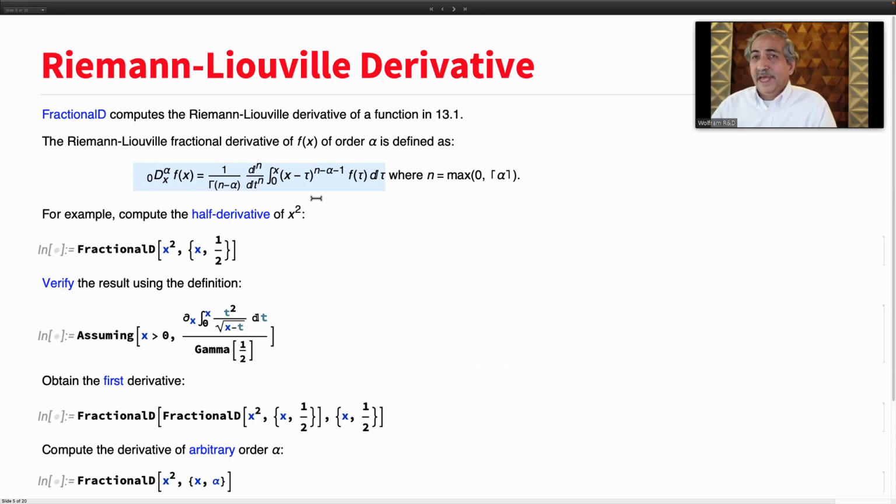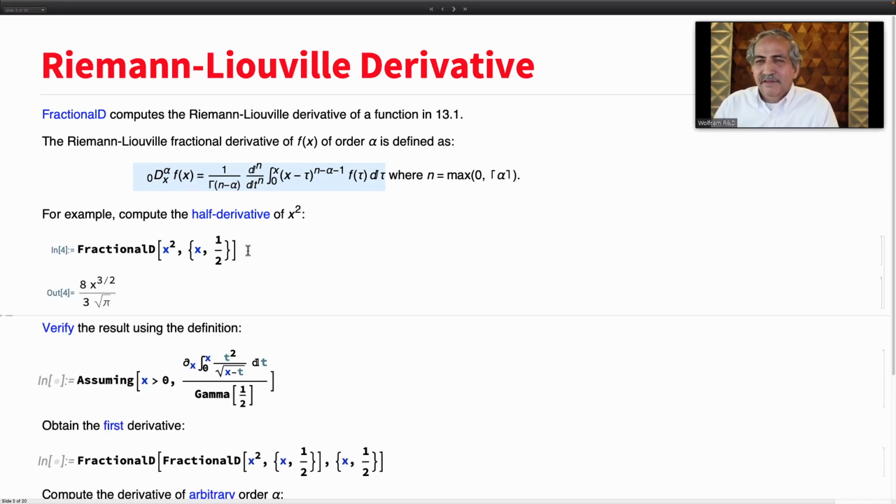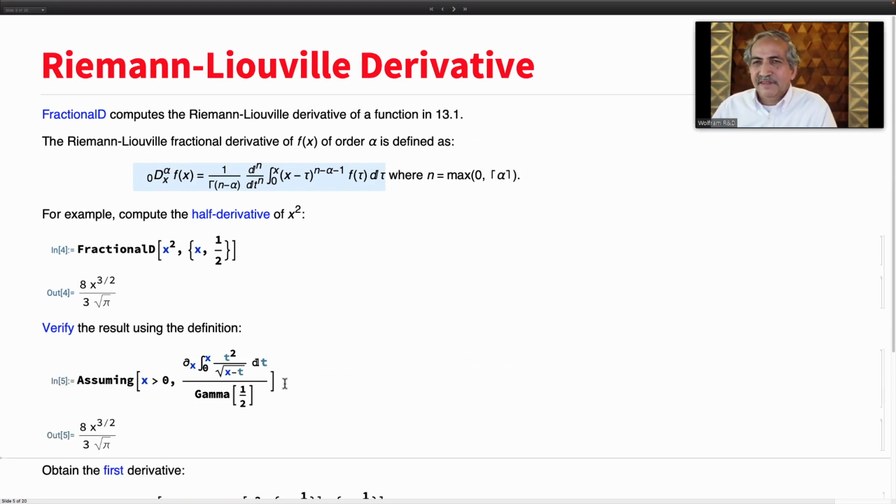So you might ask, okay, what's the half derivative of x squared? You say FractionalD of x squared and the half derivative. And this is a really strange looking answer. Why would that ever happen? Well, you go back to the definition: alpha is 1/2, so n is 1, so you must do one derivative and some integration. So apply the definition, and gamma of a half gives you the square root of pi. So that's the same answer. Now, if you show it to an engineer, he's not going to believe you. He's going to say, I don't believe you.